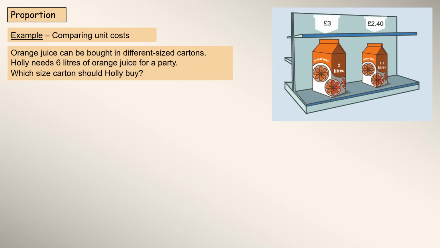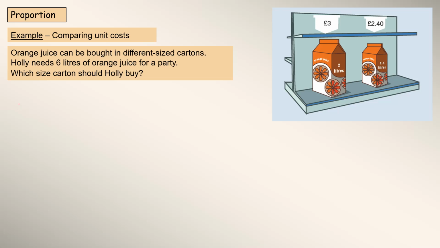So this is our first question. We're going to compare unit costs. Orange juice can be bought in two different size cartons. We see them here. One's 2 litre and one's 1.5 litre. Holly needs 6 litres of orange juice for a party. Which size carton should Holly buy? 2 litre or 1.5? Now which size is based on cost? Which one is cheaper?